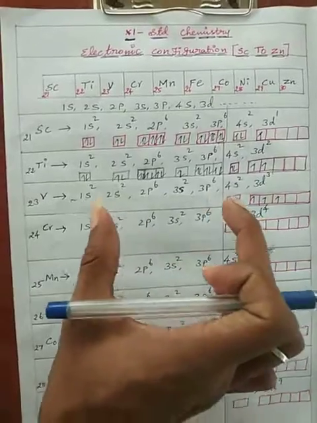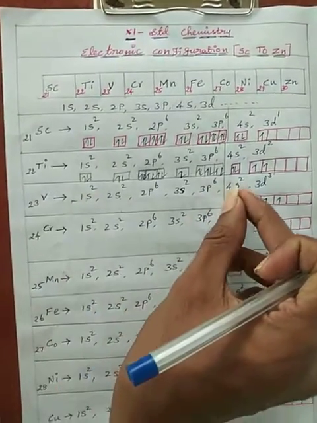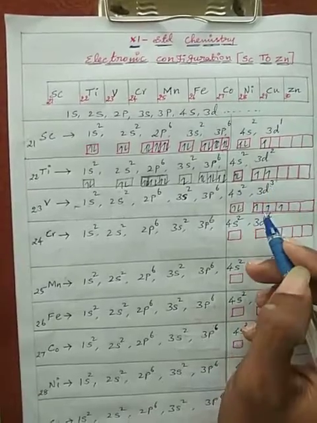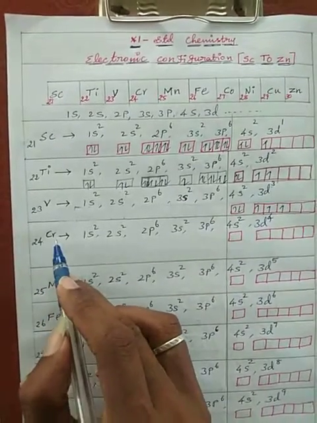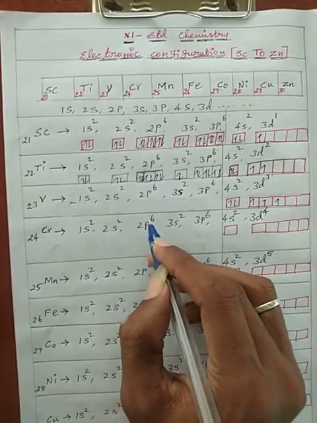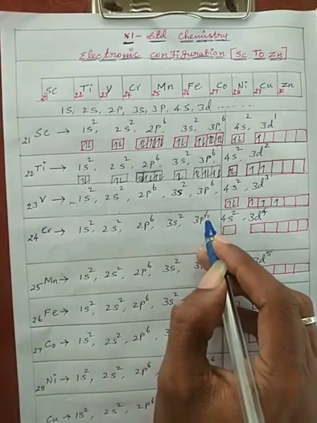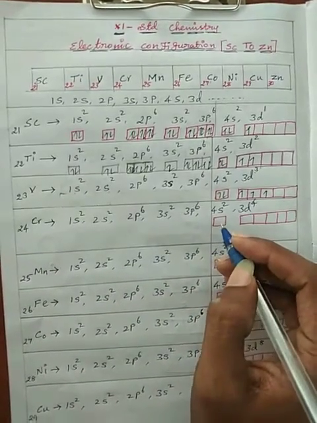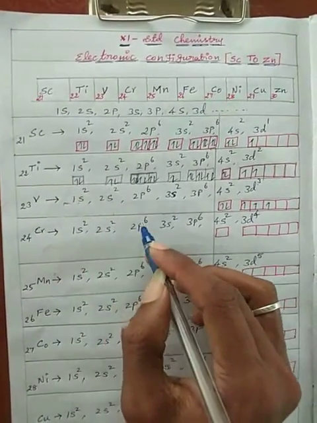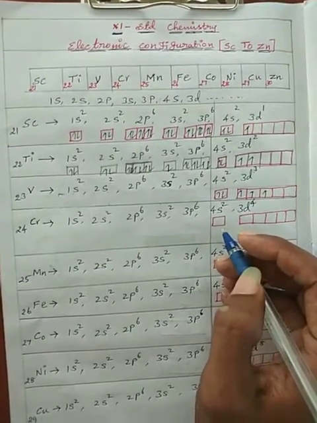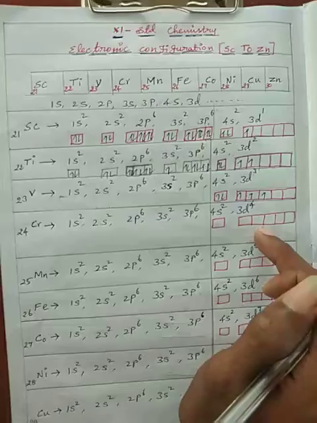Then 3d3 for vanadium. Here 18 plus 2 adds to 20, plus 3 is 23. Chromium: up to 18, then 20, then 24 will be the configuration. How many electrons are possible? The s orbital holds 2, the p orbital 6, and the d orbital up to 10. This completes the outermost shell.